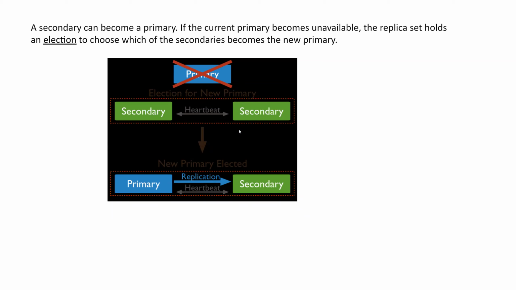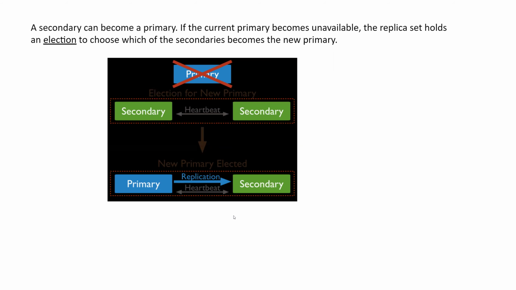For example, if this particular secondary has priority 1 and this particular secondary has priority 0, this one automatically becomes the primary if the other is not there.